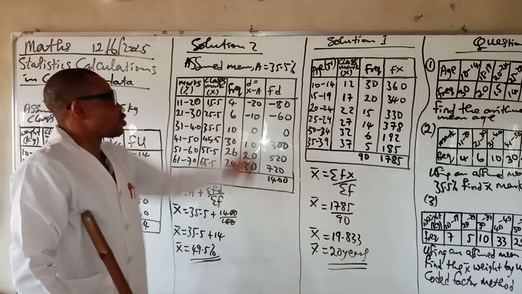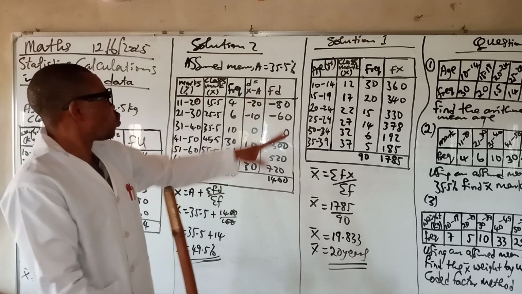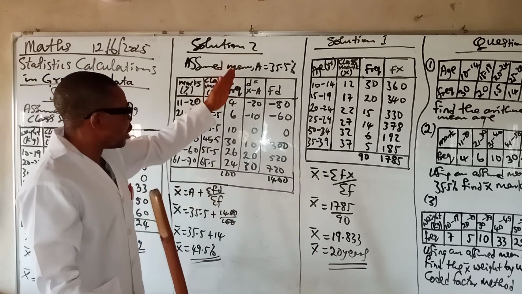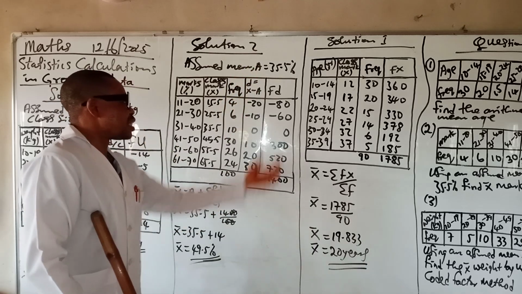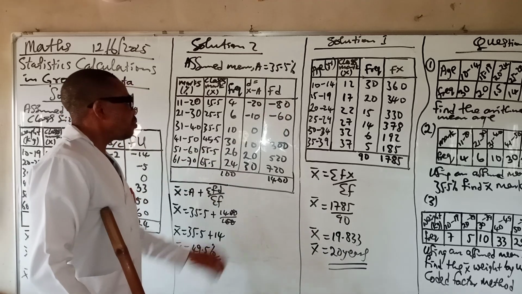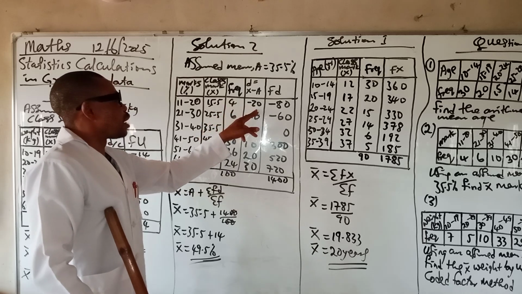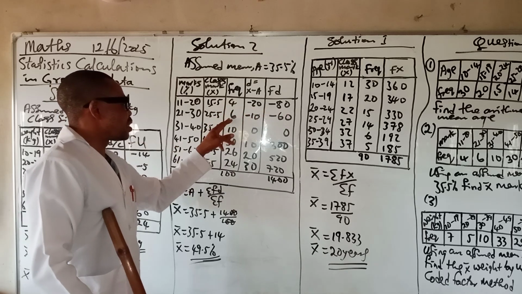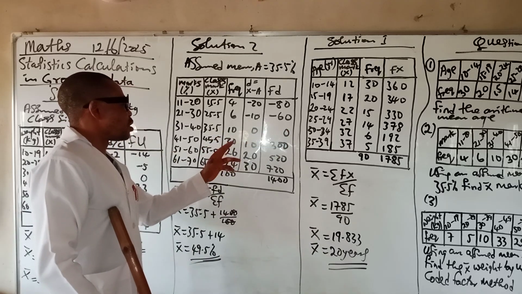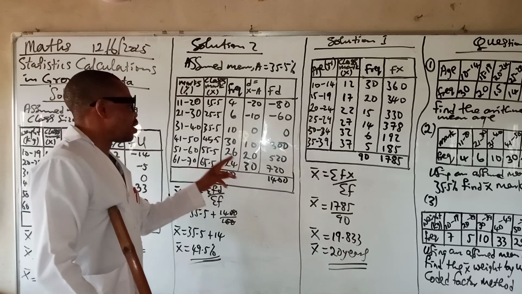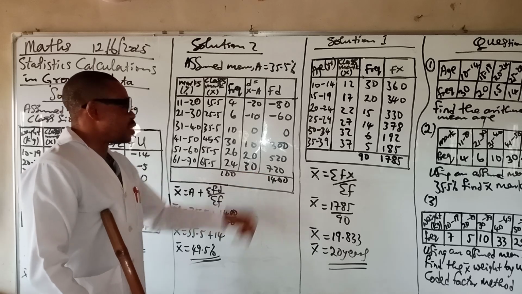Now, we find the last column, which is FD, frequency times deviation from assumed mean. To get it, we multiply the values in the frequency column by the values in the D column. That's how we get the FD column. We say 4 times minus 20 gives us minus 80. 6 times minus 10 gives us minus 60. 10 times 0 gives us 0. 30 times 10 gives us 300. 26 times 20 gives us 520. 24 times 30 gives us 720.